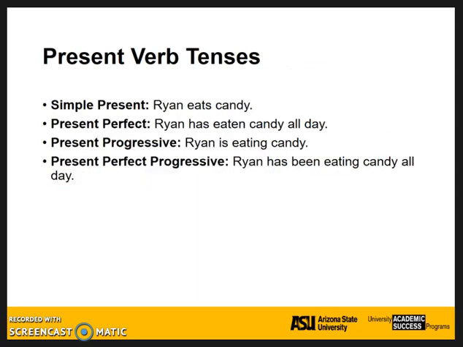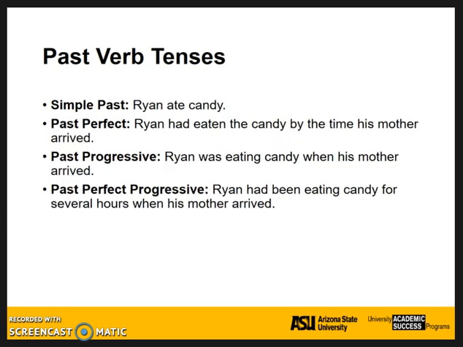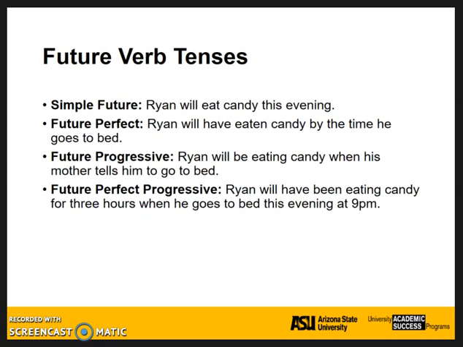This slide reviews examples of present verb tenses: simple present, present perfect, present progressive, and present perfect progressive. Next, we have examples of past verb tenses: simple past, past perfect, past progressive, and past perfect progressive. And finally, here are examples of future verb tenses: simple future, future perfect, future progressive, and future perfect progressive.